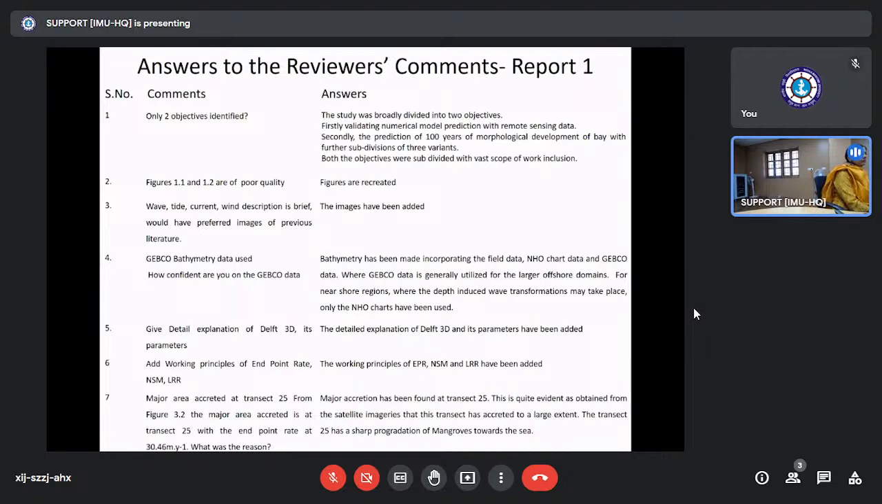Right, the 7th point you are saying major accretion found in plants at 25, whereas in your presentation you said 24. Was it a typo or is it something completely different? It's 25. So in your presentation you said 24.